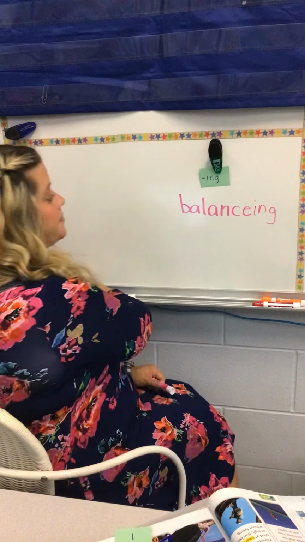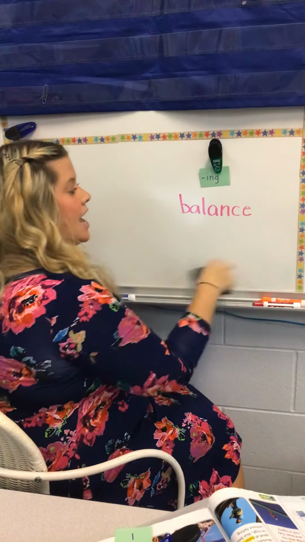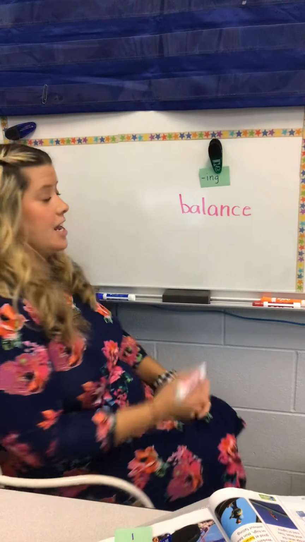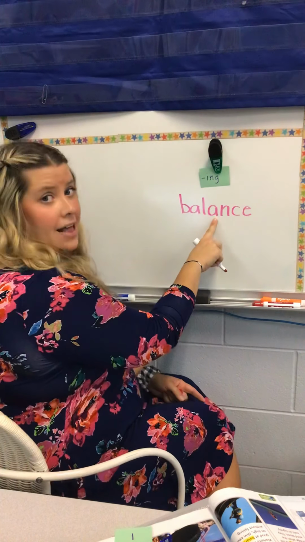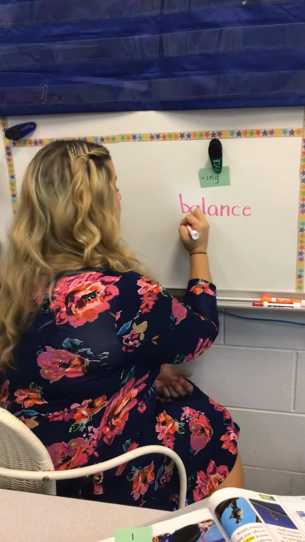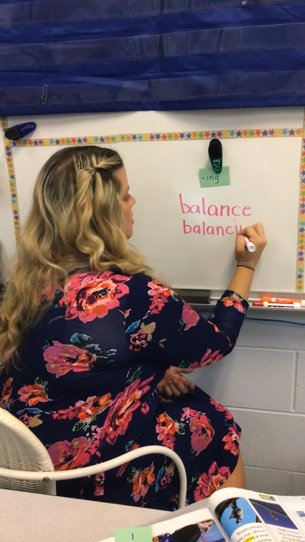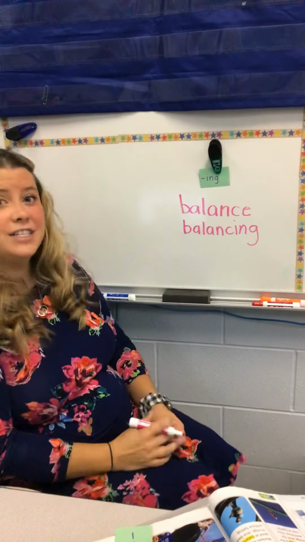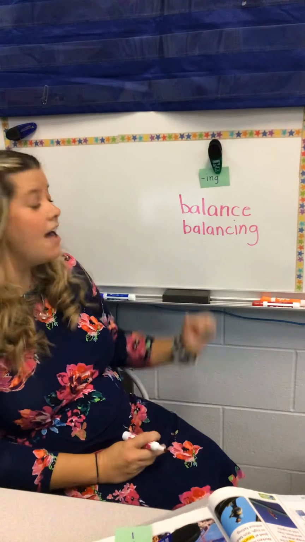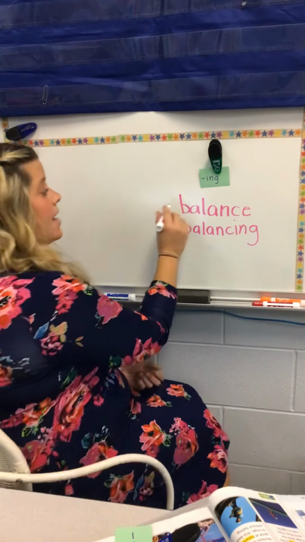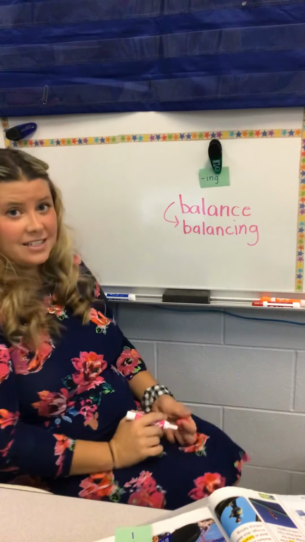I think I know. Anytime that I have a word that ends in an E, I have to get rid of that E, that vowel on the end, in order to add my ing. So if I wanted to change balance to balancing, that's how I would do it. I would take away that E, and then I would add my ing. So balance into balancing looks like that.